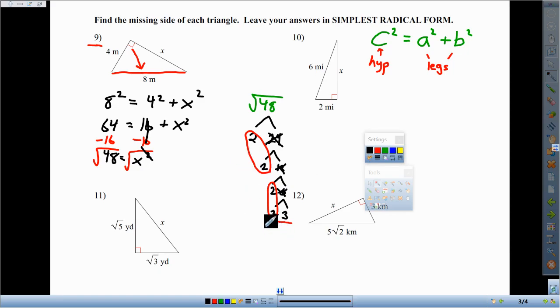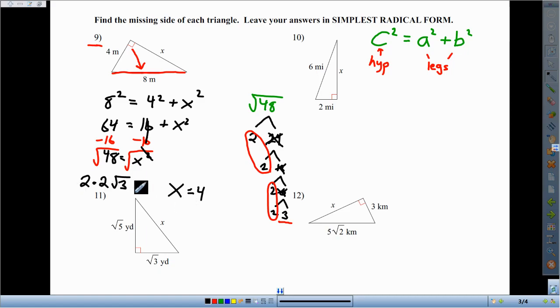All right, so this is actually going to give me my answer. This pair of 2s here means that a 2 comes out of my radical. This other pair of 2s means that another 2 comes out of my radical, and they're being multiplied. What stays inside is what didn't pair up, a 3. And now one more step, I can multiply these together. So this got a little messy here, but I'm going to go ahead and write x equals 2 times 2 gives me a 4, square root of 3.